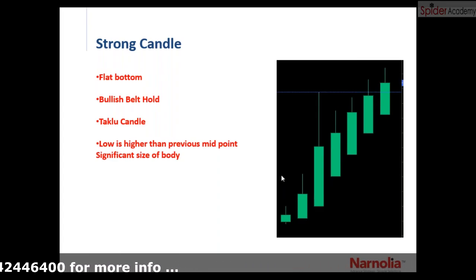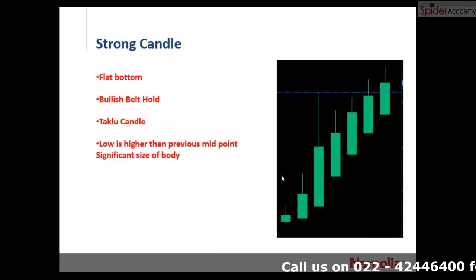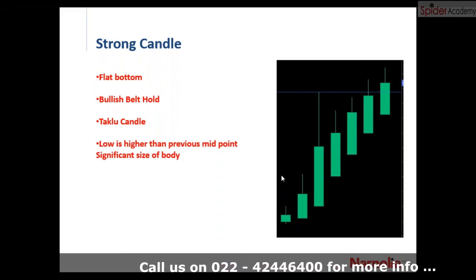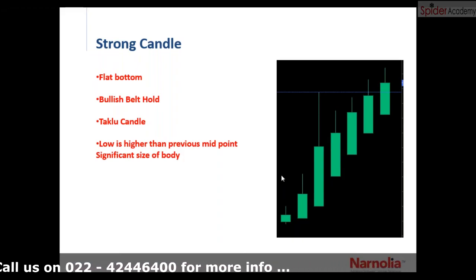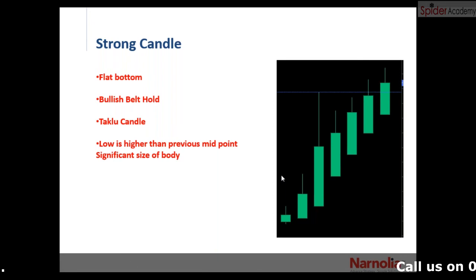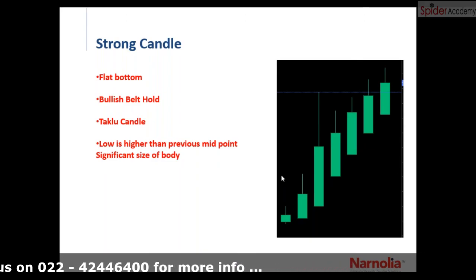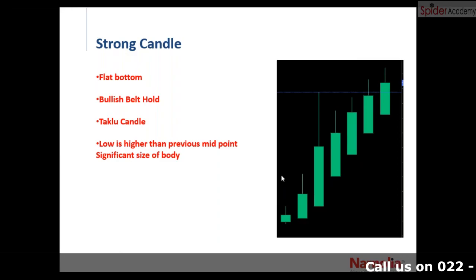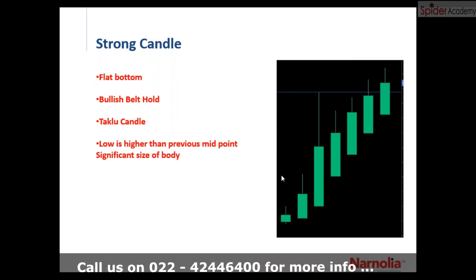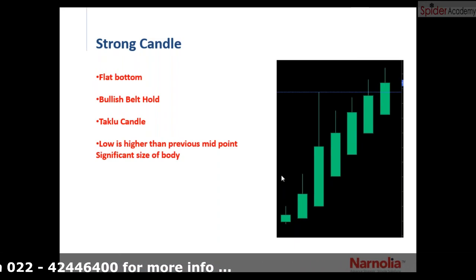We understood the construction of the candle, and we came out with a thing. The low is the lowest low. And when there is a taklu candle, or a flat bottom candle, that low is above the midpoint of the previous HA candle. Why did I say the low is above the midpoint of the previous HA candle? Because yesterday's midpoint is equal to today's HA open. So today's open is above the previous low. So low is above the open. That means what? The trend is strong. This is a strong trend.